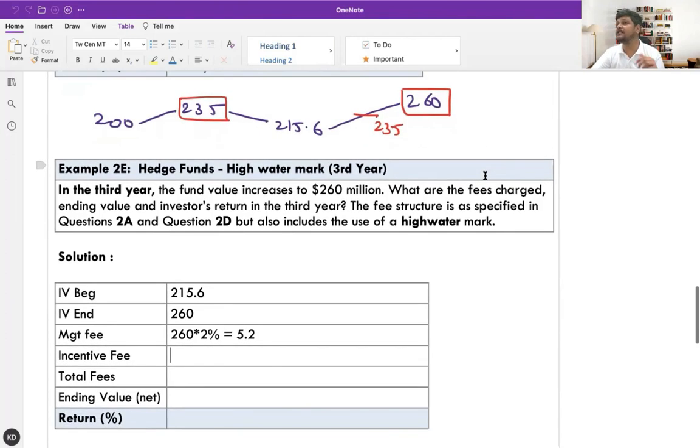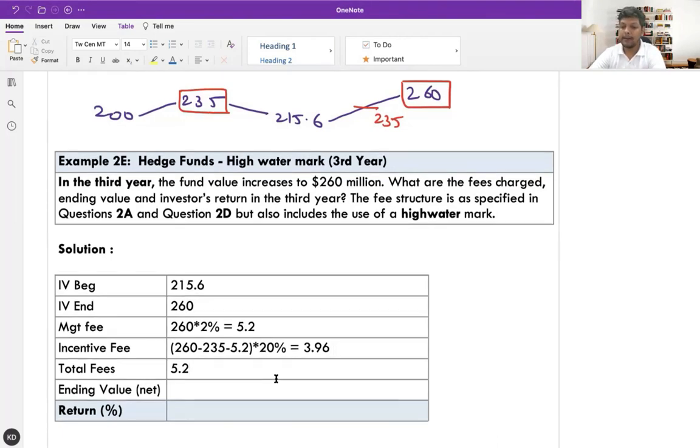So my incentive fee will be now over and above 235. So 260 minus 235. And one more thing, what? Management fees. How much should I subtract? Minus 5.2. On this, I will charge the incentive of how much? 20%. That is 3.96. Is that clear? Yes. Why am I not taking incentive on entire 215? Because the high watermark provision says that 235 was anyways to be achieved. So you're not going to get any incentive on that. Only if you breach that and subtract the management fee and whatever is the extra on that, you get 20%. So my total fee is now 5.2 plus 3.96, 9.16.